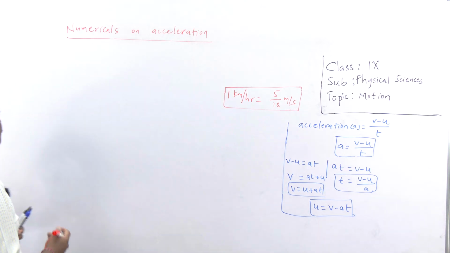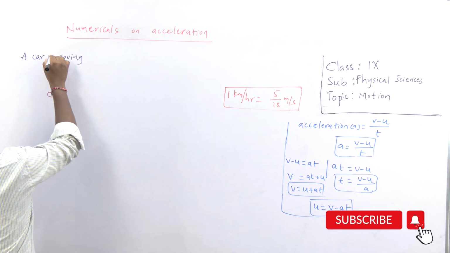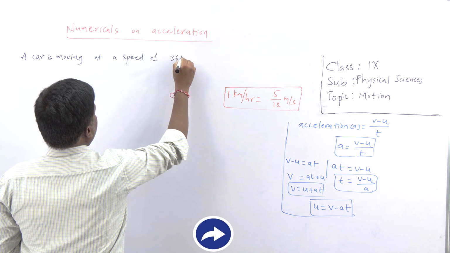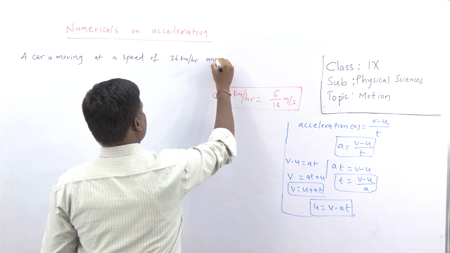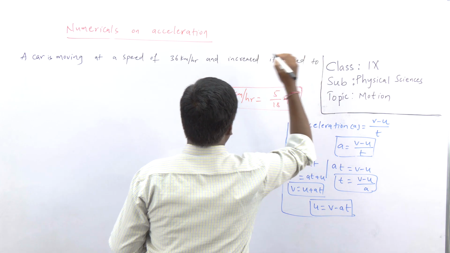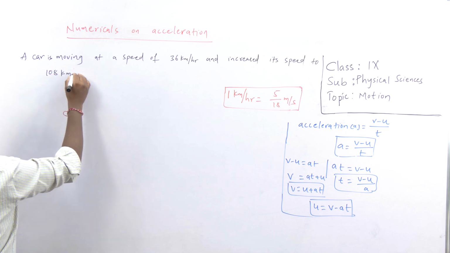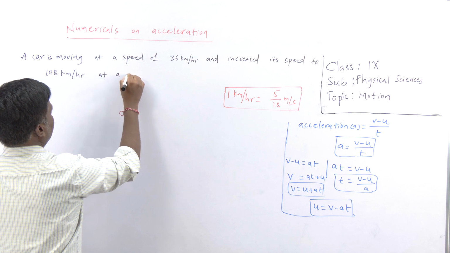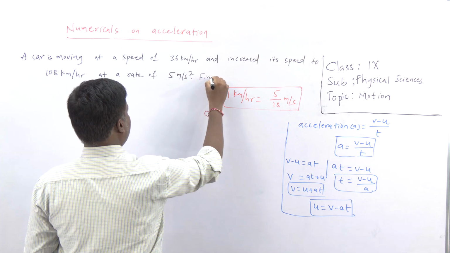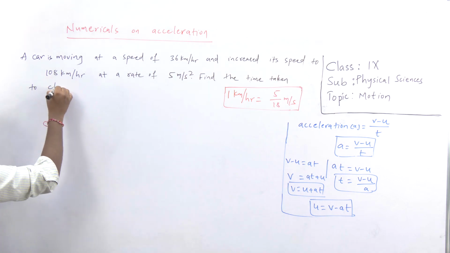Let us do another problem. A car moving at a speed of 36 kilometer per hour increased its speed to 108 kilometers per hour at a rate of 5 meter per second square. Find the time taken to change the speed.